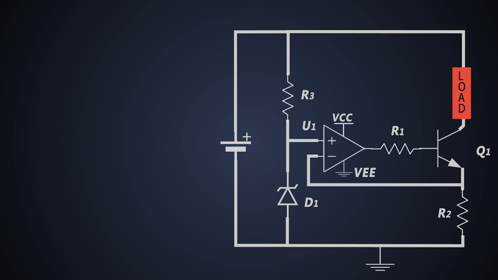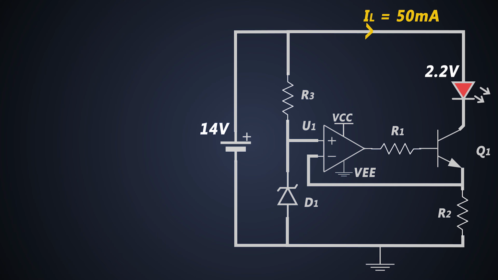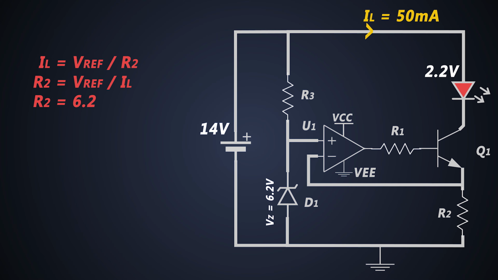Well, the working of the circuit was not that hard, and we can design this current regulator easily. Let's see an example. The output current required from this circuit is, let's say, 50 mA. The input voltage will be around 14 volts. And our load is an LED, which has a drop voltage of around 2.2 volts. Let's consider we have selected a Zener diode having Zener voltage of around 6.2 volts. Let's calculate the value of R2 with this formula. So R2 will be around 124 ohms.